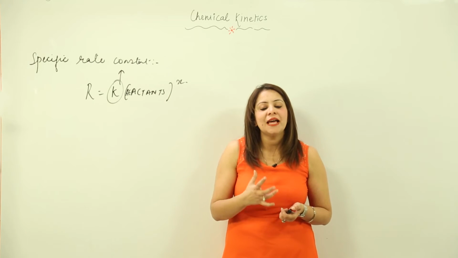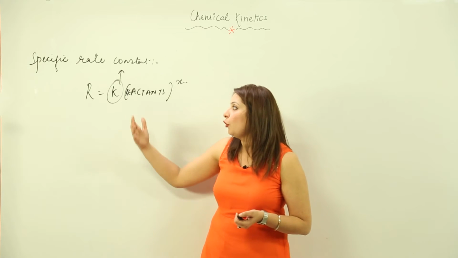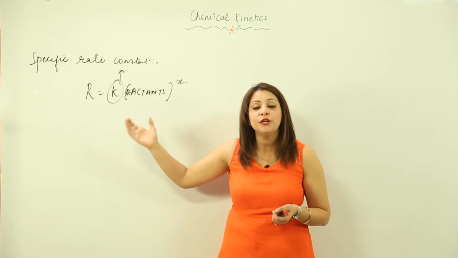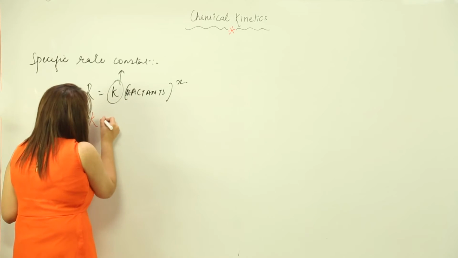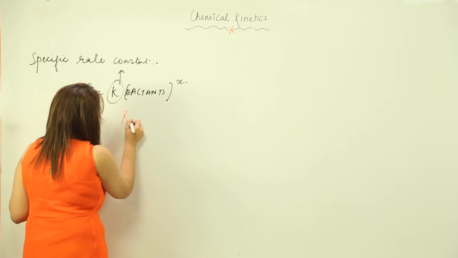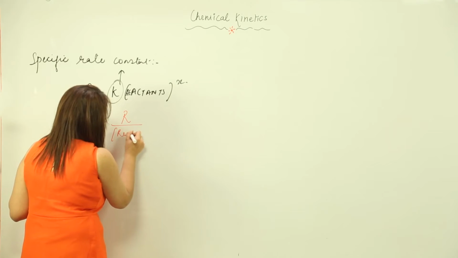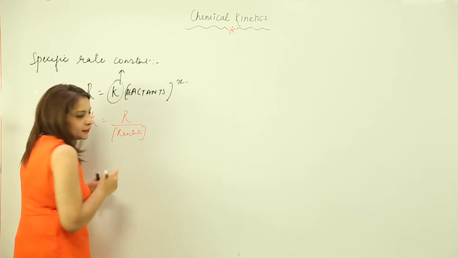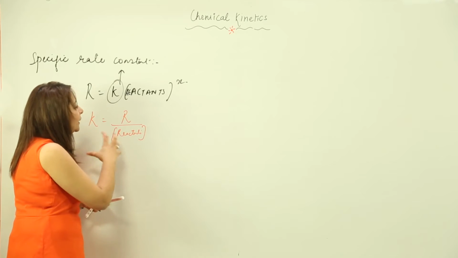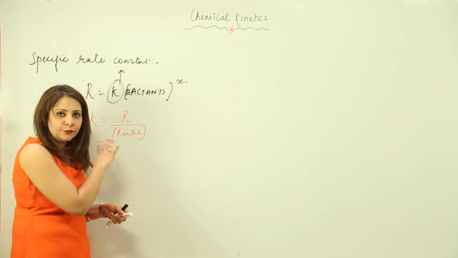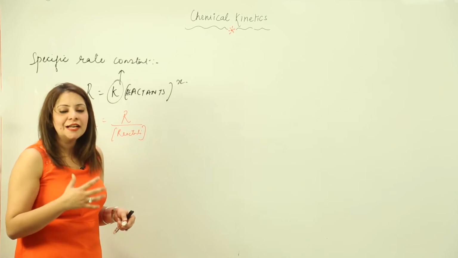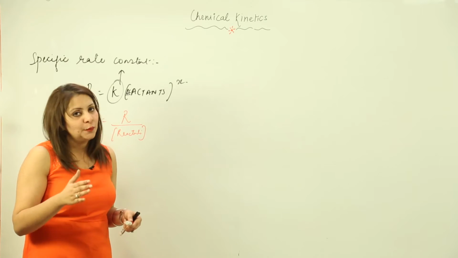Now our concern is, if I want to write the formula for this rate constant, what is going to be the formula? I just have to shuffle the terms. So K is equal to rate divided by the concentration of reactants. So this is the expression by which we can calculate the rate constant. But our concern is also in which units it is being calculated.